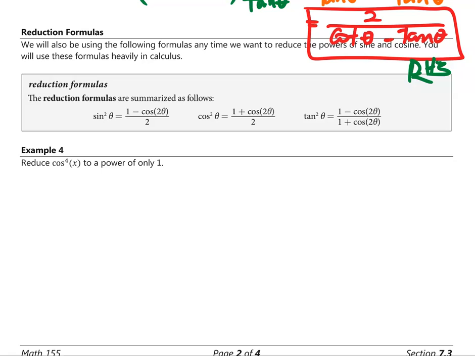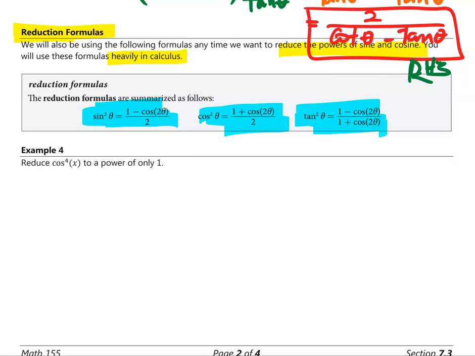Alright, next one. We have the reduction formulas. We will also be using the following formulas anytime we want to reduce the powers of the sine and cosine. So again, that is by reducing the powers of sine and cosine. And you will use these formulas heavily in calculus. So these are the reduction formulas to remember. Sine squared theta is equal to 1 minus cosine 2 theta over 2. Cosine squared theta is equal to 1 plus cosine 2 theta over 2. Tangent squared theta is 1 minus cosine 2 theta over 1 plus cosine 2 theta.